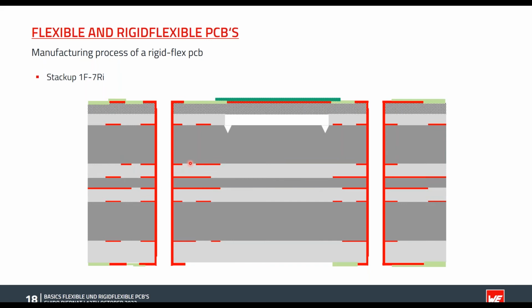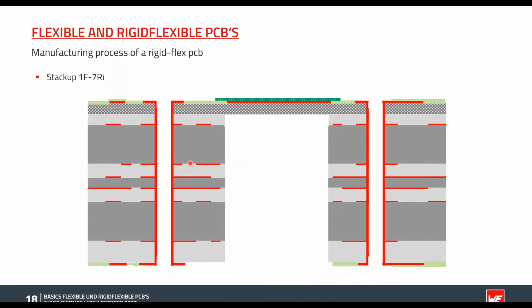The next process is the contour milling process. However, before the outer contour can be finished, the flex area must also be partially machined beforehand. This process is called depth milling. Now you can see the final rigid-flex PCB. After that, the PCB will be cleaned, visually inspected, and shipped. Now you can assemble your PCB.